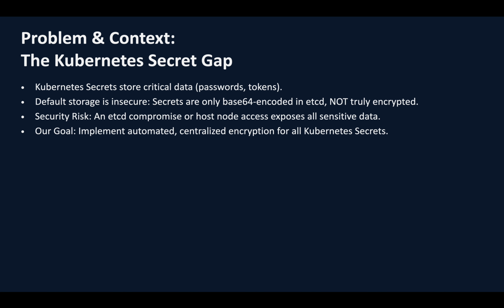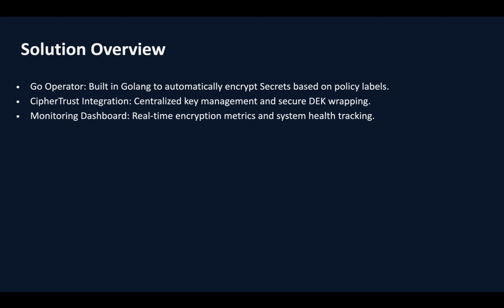So in today's cloud native world, almost every application runs on Kubernetes. Kubernetes stores sensitive data like passwords, API keys, and tokens inside secrets. However, by default, these secrets are stored unencrypted in etcd, which makes them vulnerable to exposure if the cluster is compromised. And the problem we are solving here is: how can we ensure that even if someone gains access to Kubernetes storage, they can't read the secrets.